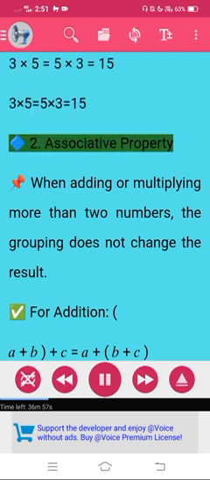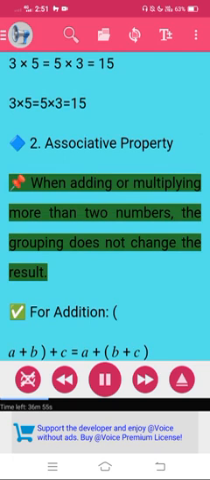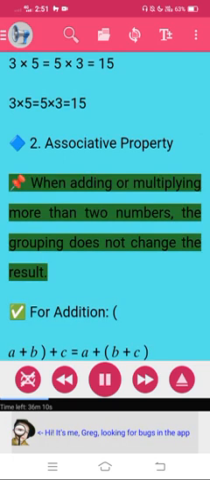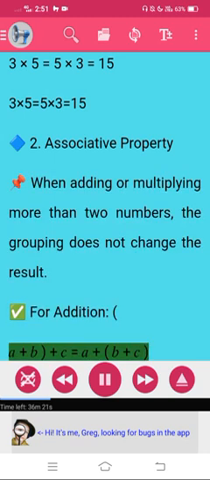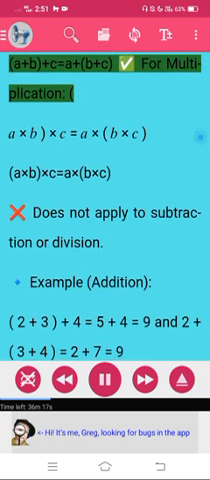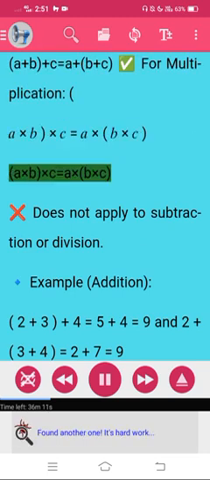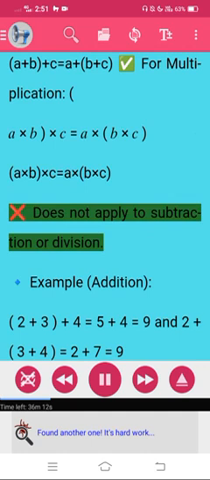Number 2, the associative property. When adding or multiplying more than two numbers, the grouping does not change the result. For addition, (a + b) + c equals a + (b + c). For multiplication, (a × b) × c equals a × (b × c). It does not apply to subtraction or division.